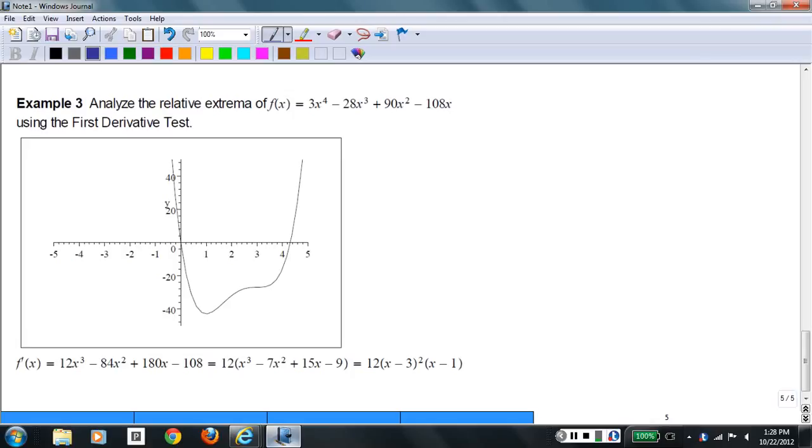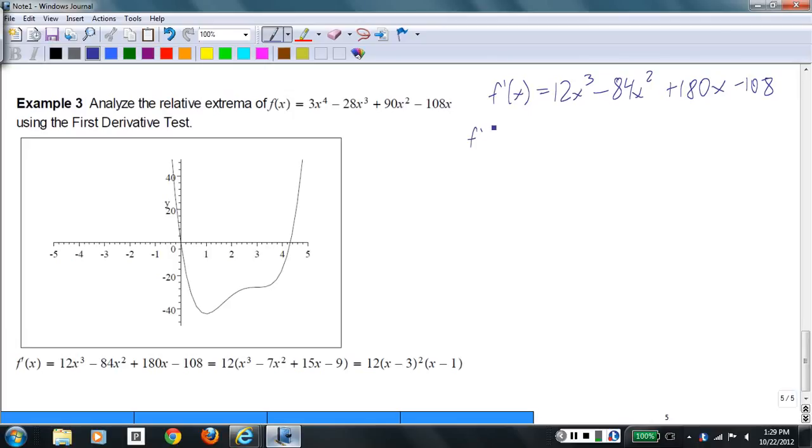So this is going to be differentiable everywhere, so we won't get any critical points for points of non-differentiability, but there may be a couple points where the derivative is equal to 0, and we'll get critical points that way. So here goes, f prime of x equals 12x cubed minus 84x squared plus 180x minus 108.